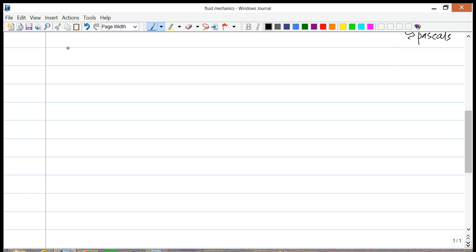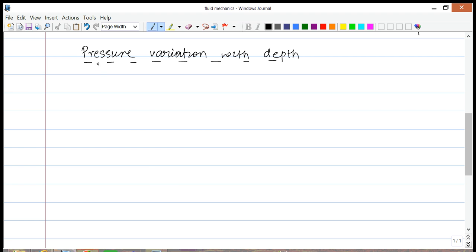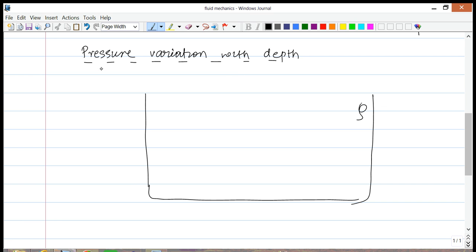Now, what we'd like to do is figure out how pressure changes with depth. So, pressure variation with depth. Let's figure out how the pressure changes with depth in a liquid. Let us take a container that has a certain amount of liquid. Let the density of the liquid be rho. What we'd like to know is the pressure at any depth h.